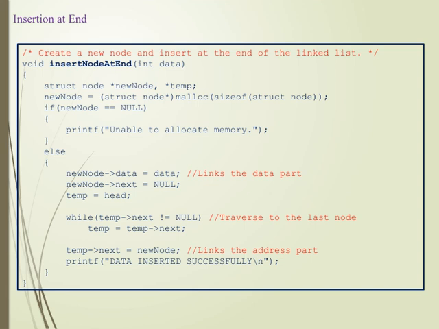Now, to insert this node at the end, we need to traverse the list to find the current last node. We do this by starting from the head and moving through each node until we reach a node whose next pointer is null. Once we find the last node, we link it to our new node by updating its next pointer. Finally, we display a success message. This process highlights how dynamic memory allocation and pointer manipulation work together to add elements to the end of a linked list, which is fundamental for understanding how linked data structures operate.